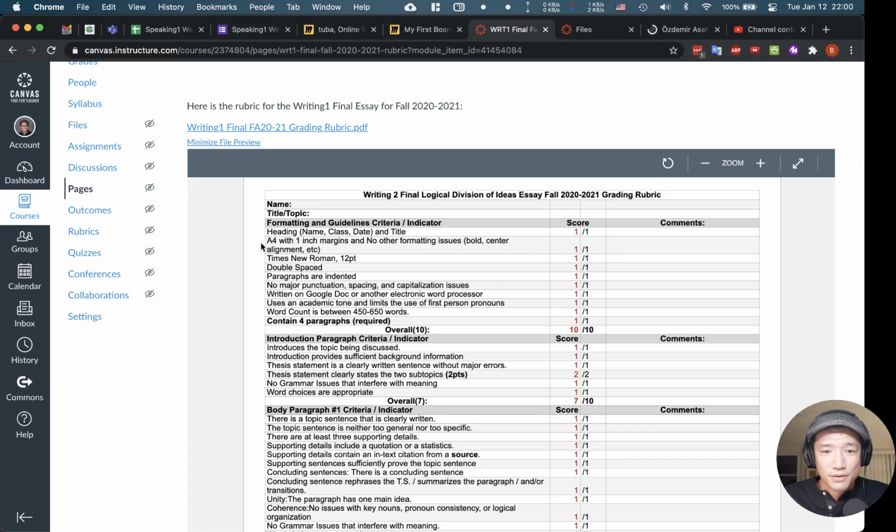Okay, so you can go through and look at the information that you need for your introduction. Does it have the background knowledge? Does it discuss the topic? Is it clearly written without major mistakes? The thesis statement is going to be worth 3 points in this case, and I want to make sure that you have it clearly written.